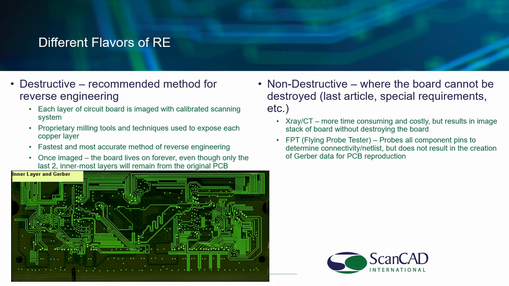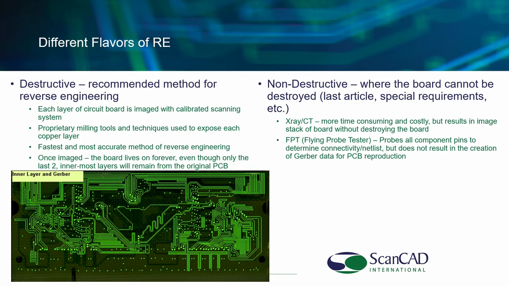Our non-destructive methods of reverse engineering can be based on X-ray or CT imaging, but we're also able to partially reverse engineer a circuit card by using a flying probe tester. The difference on these two options is that while neither require the circuit board to be destroyed, only X-ray imaging provides us with images that can be used to generate the exact trace and plane layouts of the inner layers.